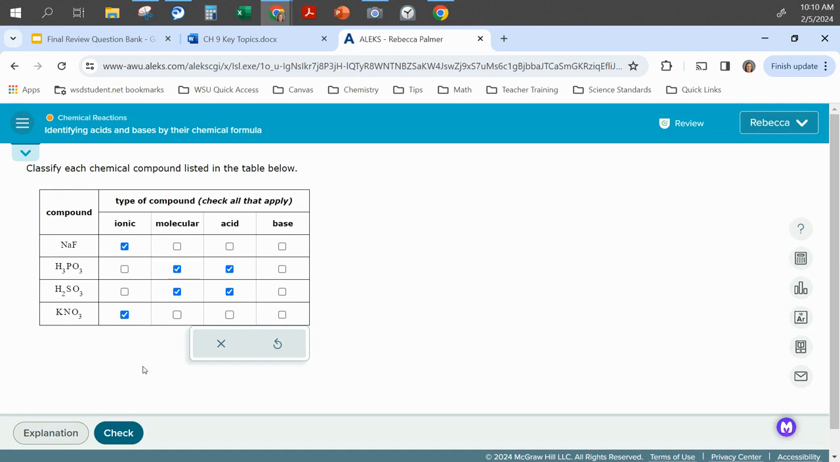Okay, all right. This is one you have to be familiar with. So I would practice this one a lot and be comfortable doing that for the test. I think the biggest thing is looking for metals and then looking for hydrogens at the beginning. Let's do another one.